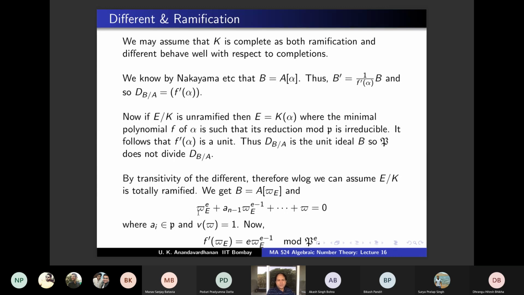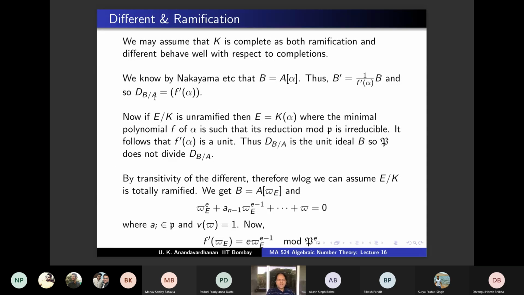This is f. And what can you say about f prime at pi_E? That is e pi_E^(e-1), and then the next term will be (e-1) times a_(e-1) times pi_E^(e-2). But we don't know about the valuation of this. We know that it is bigger than e because it belongs to P, and P upstairs will be capital P to the power e. So this has valuation at least e. So all the other terms belong to capital P^e. So mod capital P^e, f prime is this. And therefore you are done, right?